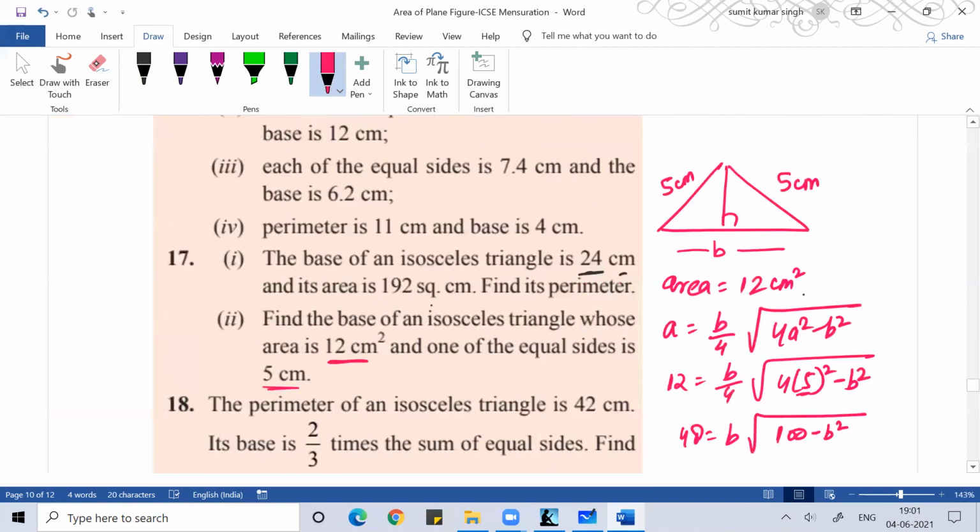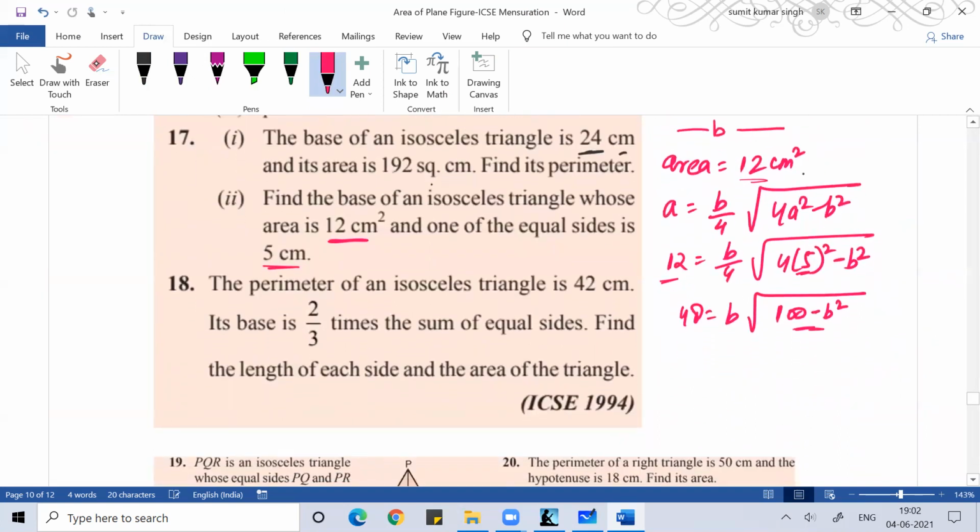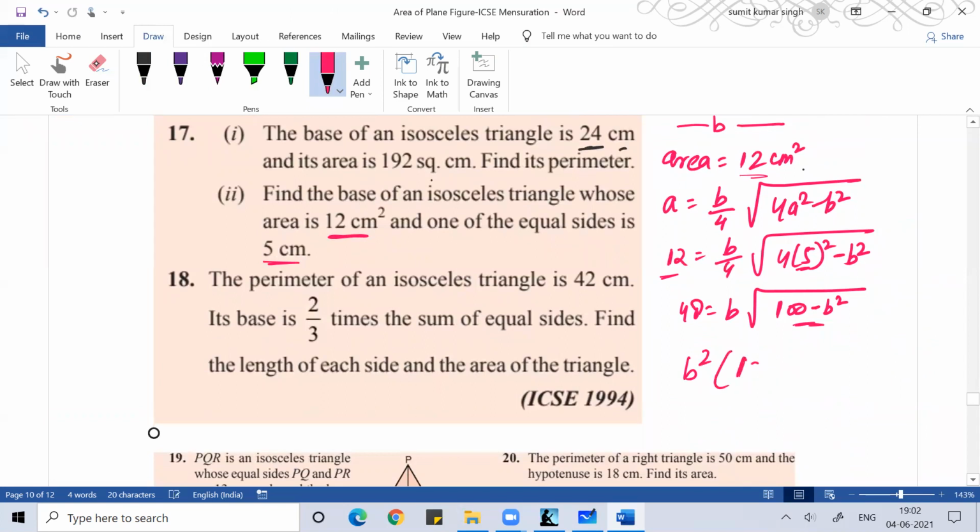Sir, I used the area formula of an isosceles triangle. The area is given 12. So b by 4 times the square root of 4a squared minus b squared is equal to 12, so the square root part is 48. When you square on both sides, 48 squared is 2304. So 2304 is equal to b squared times 100 minus b to the power 4.